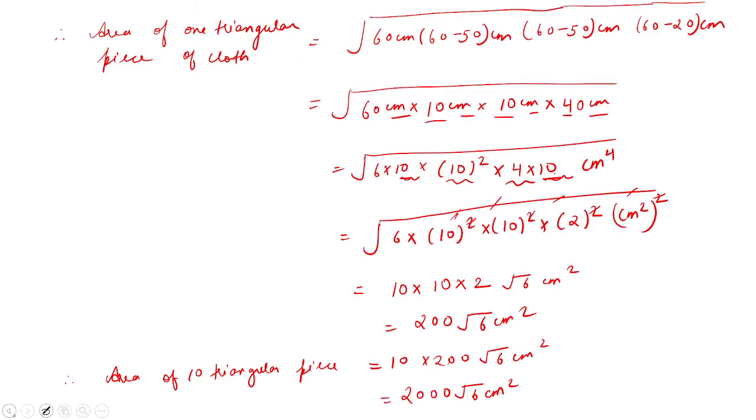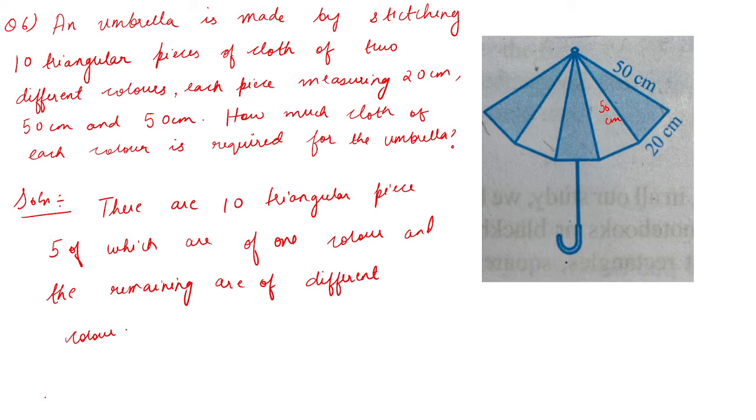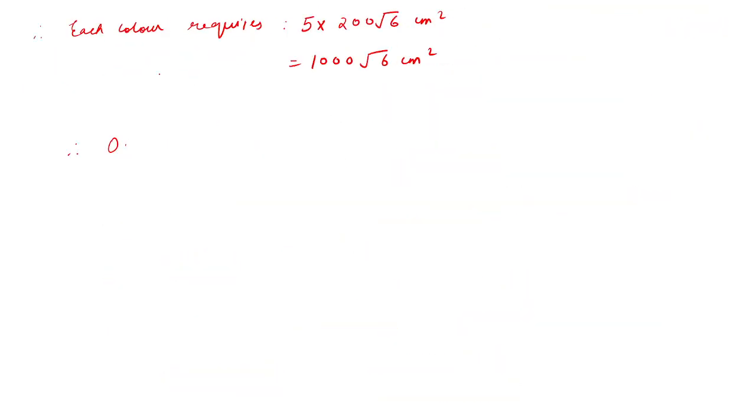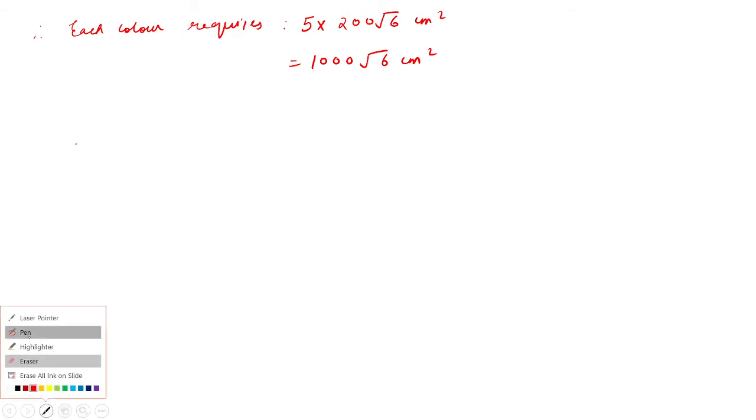how have we written it? Let's see. 5 of which are of one color and the remaining are of a different color. So I think this is enough. Each color requires 1000 root 6 centimeter square. Clear with this? When I say each color, I'm referring to each.